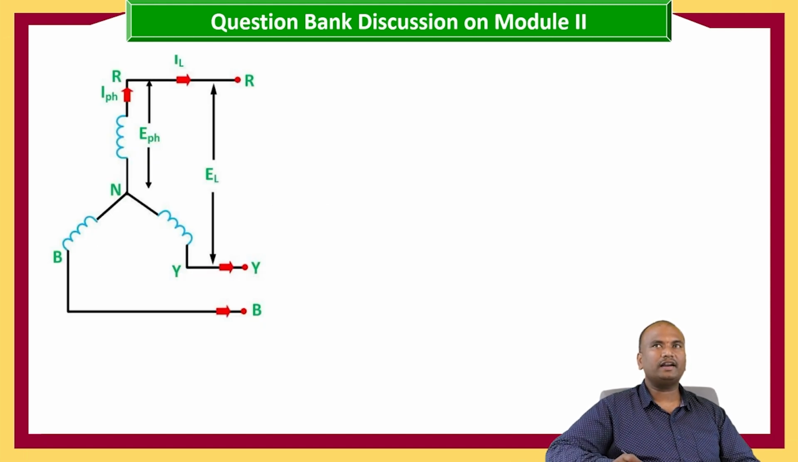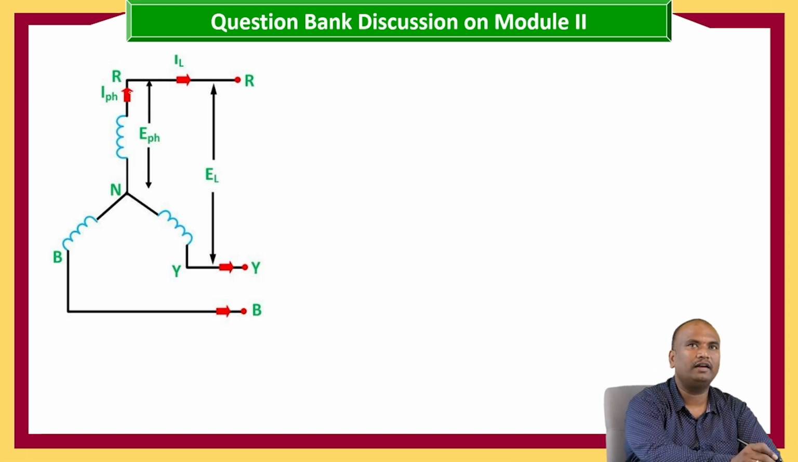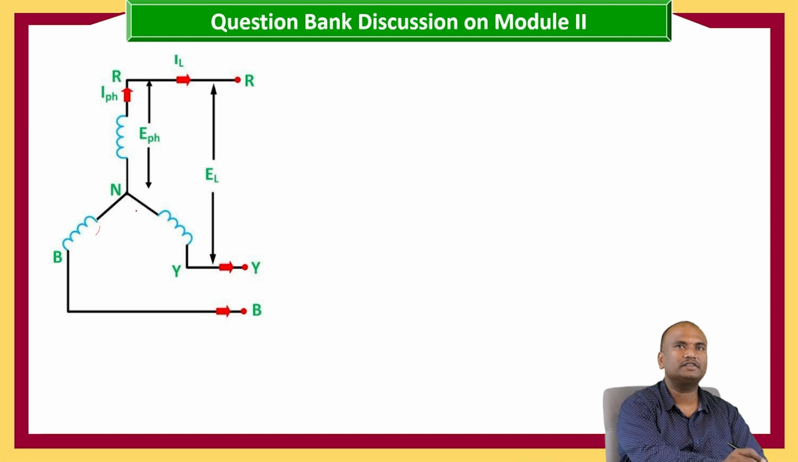And this is the star connected three-phase system. Here we have three phases: R phase winding, B phase winding, and Y phase winding, which are connected to a neutral point N. Here this is the phase current and this is the line current. Between the winding and neutral, the voltage we have is the phase voltage. Between line to line, the voltage we have is the line voltage.